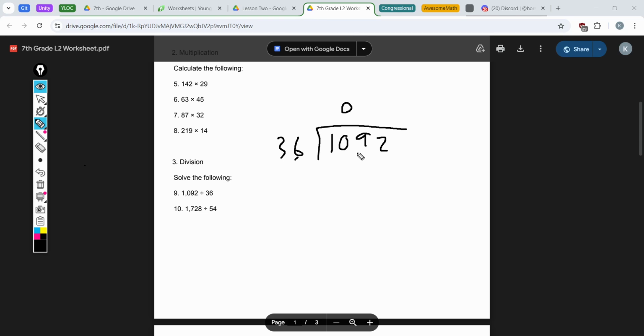How many times does 36 fit into 109? It fits 3 times into 109. So 3 times 36 is equal to 108. And if you subtract, you get 1, and you drop down the 2. So how many times does 36 fit into 12? Well, it fits into it 0 times. So this is going to leave us with some sort of fraction.